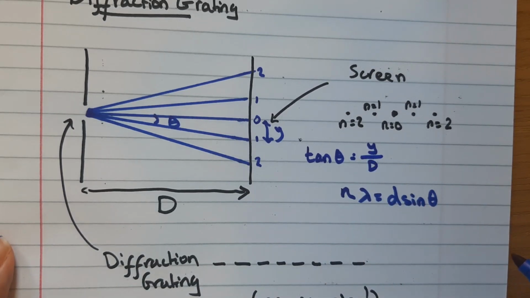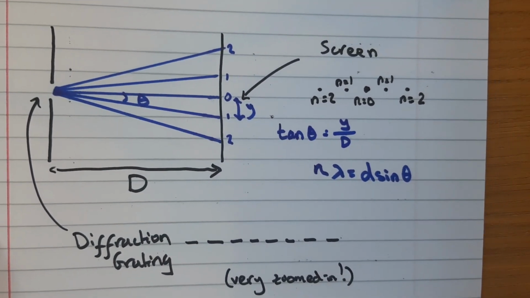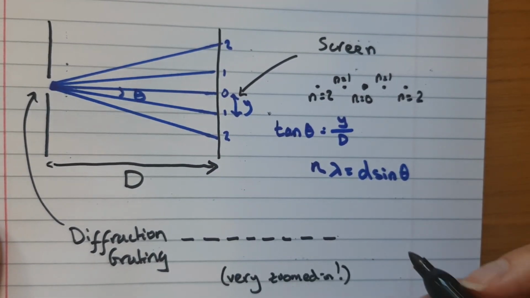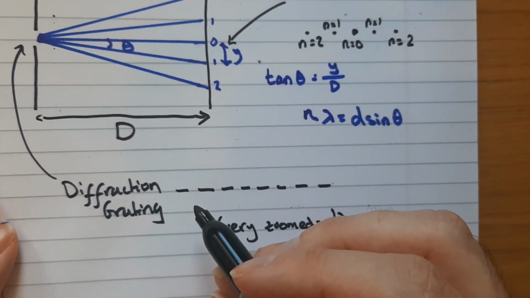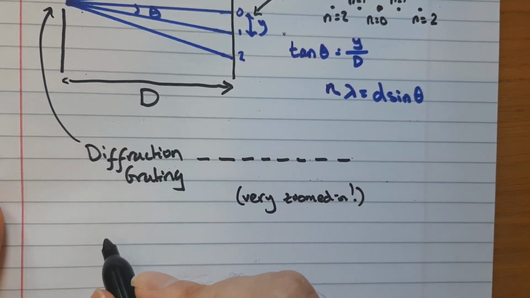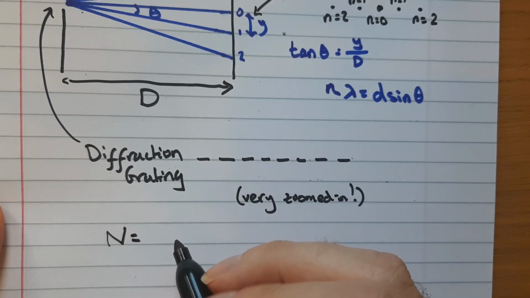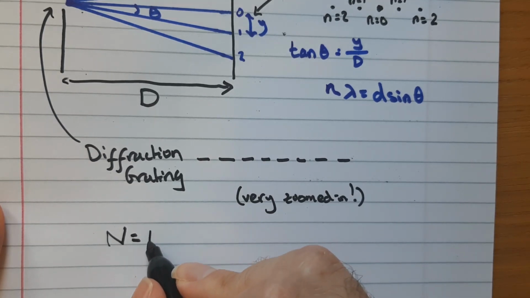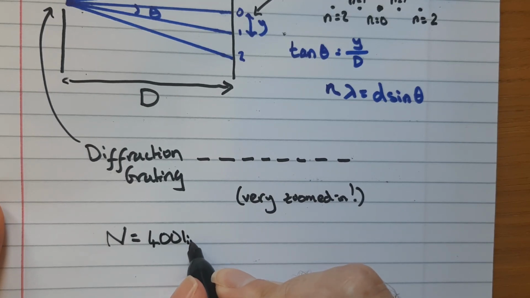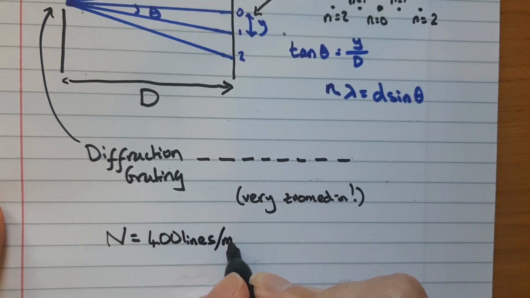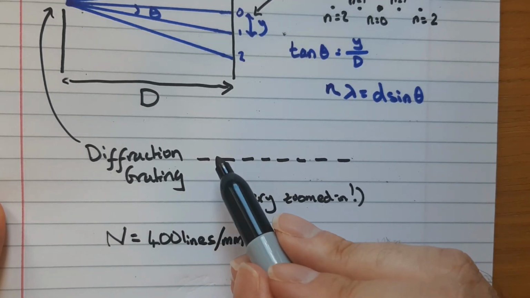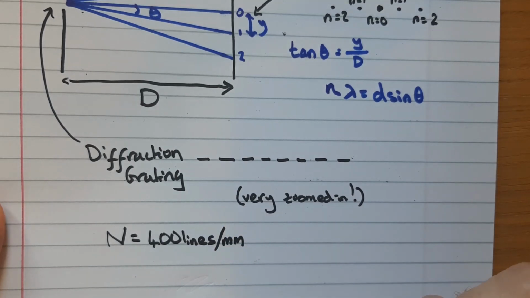Other things to note is how a diffraction grating is given to you numerically. So normally you'll be given the number of lines per millimeter, and that's usually given as capital N. So for example, you could be given a capital N of 400 lines per millimeter, which means in every single millimeter of this diffraction grating there are 400 of these little slits.